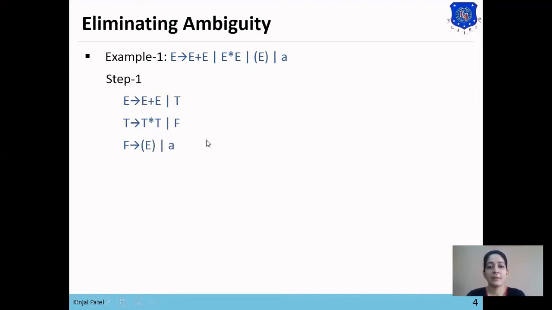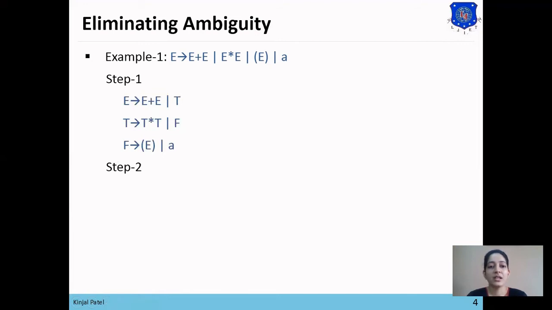Now the second step is to achieve associativity. So now we will set our grammar according to the associativity. Here you can see that the production at first level is E gives E plus E or T. Plus is a left associative operator, but our grammar is left and right recursive both. How? First we will learn what the meaning of left recursion is.